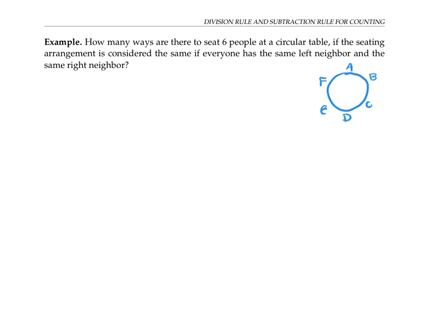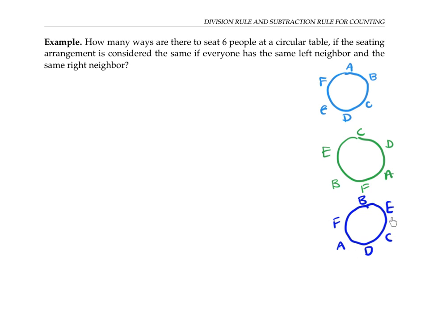So if we call the people A, B, C, D, E, and F, this would be one way of doing it. And this would be another way. But this way would actually be the same as the way right above it, because everybody has the same left neighbor and right neighbor. It's just that the table has been rotated by 2 spots.